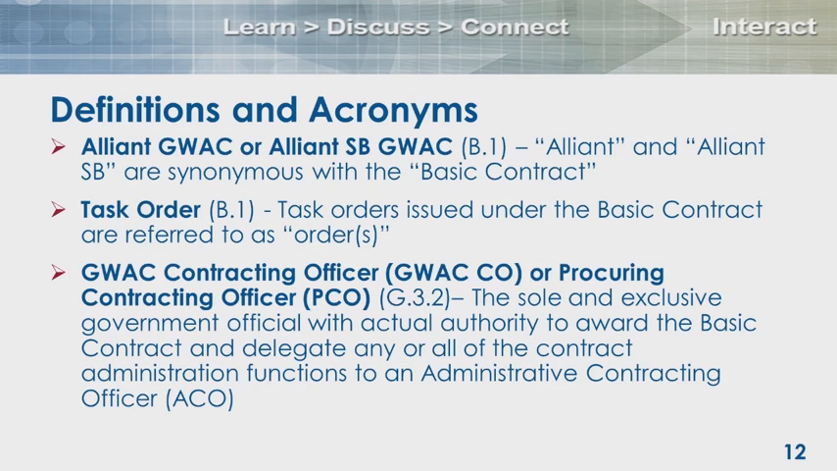Definitions and acronyms. Feel free to jump in and ask any questions, okay? When we talk about the basic contract, what we mean is the Alliant Small Business GWAC. Task order: once you have received a delegation of procurement authority, which is the training today, you as a contracting officer will be an authorized user, okay? We consider you an ordering contracting officer, so you can solicit and award a task order against the basic contract, which is the Alliant Small Business GWAC.